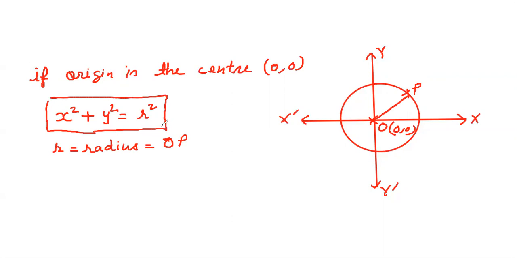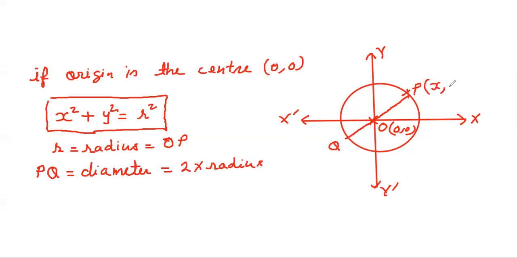Again, there are other types of questions. Suppose the two endpoints of a diameter are given to you. Suppose you have points P and Q. PQ is the diameter. PQ equals what? Diameter, and diameter equals 2 times the radius.